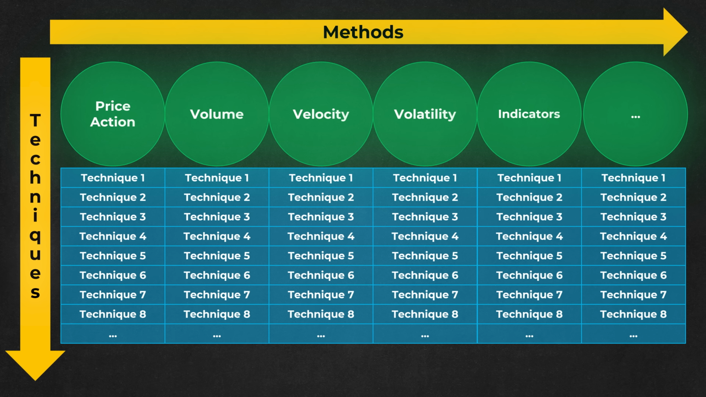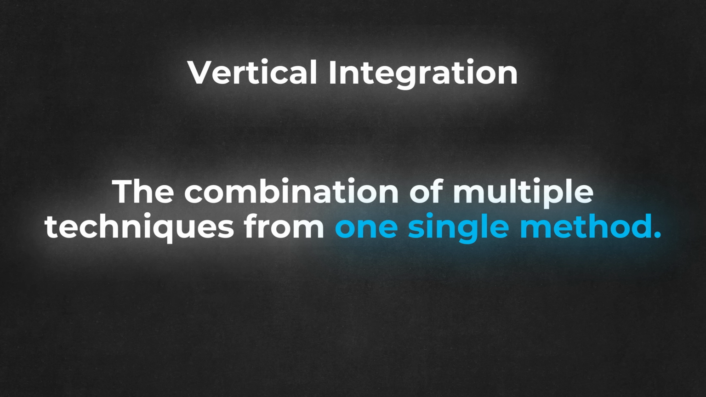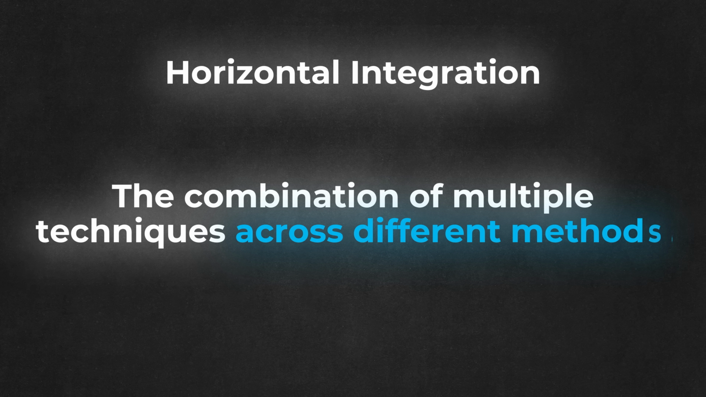There are trade opportunities where you will find the intersection of multiple techniques of one single method. For example, you will find several volume trading techniques converging at the same time. That is called vertical integration. This is the weakest type of integration, although it is a lot better than trading based on one technique in isolation. Horizontal integration, as you can imagine already, is when we find the intersection of different techniques across different methods, usually one technique from at least two methods.